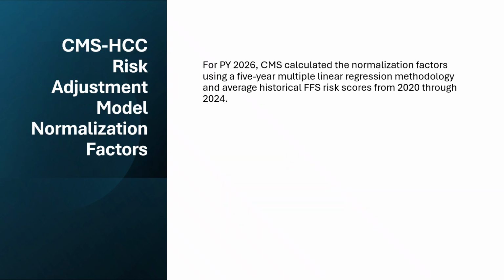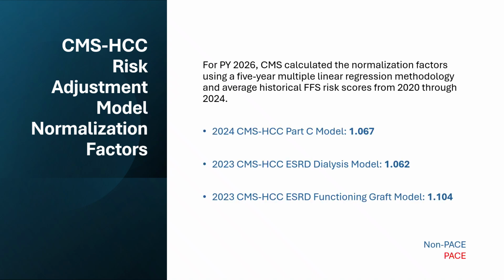For payment year 2026, CMS calculated the normalization factors using a 5-year multiple linear regression methodology and average historical fee-for-service risk scores from 2020 through 2024. For non-PACE organizations, CMS will continue the policy first adopted for 2022 to calculate all risk scores for payment to Medicare Advantage organizations and certain demonstrations using only risk adjustment eligible diagnoses from encounter data and fee-for-service claims.